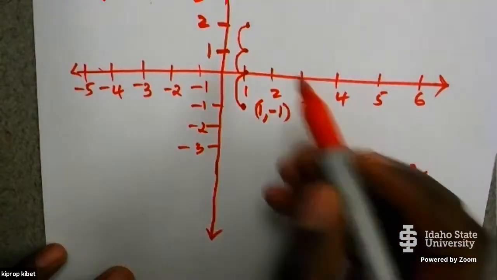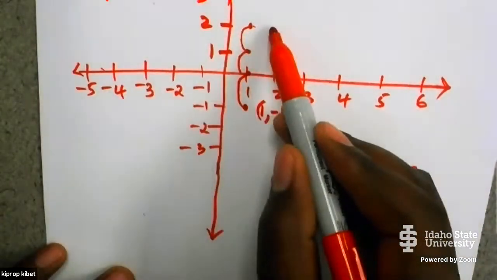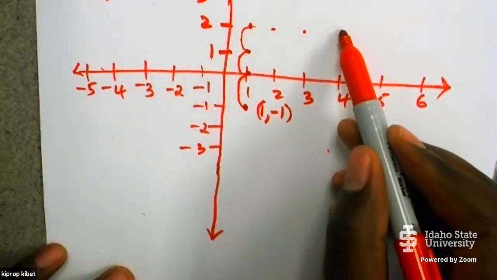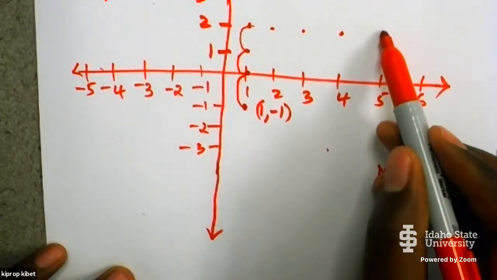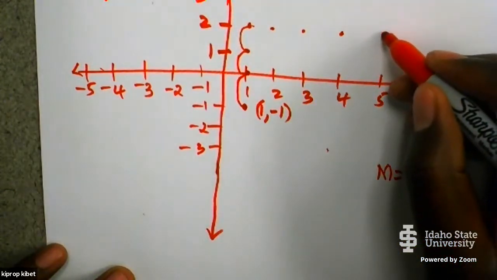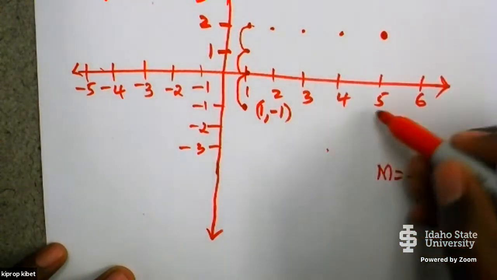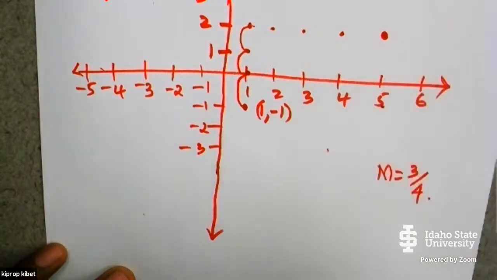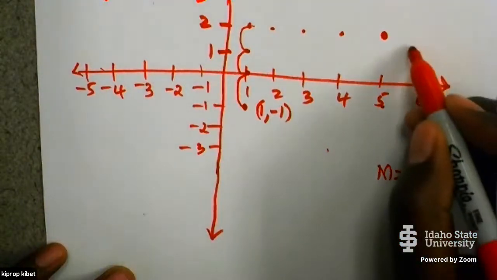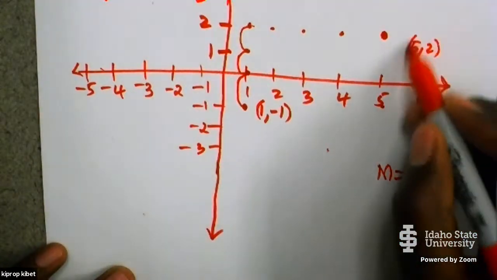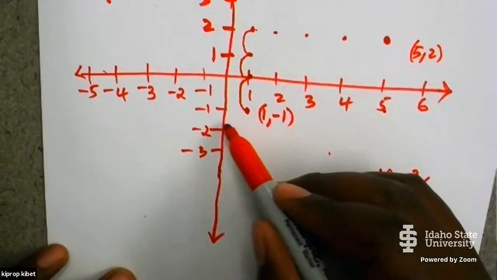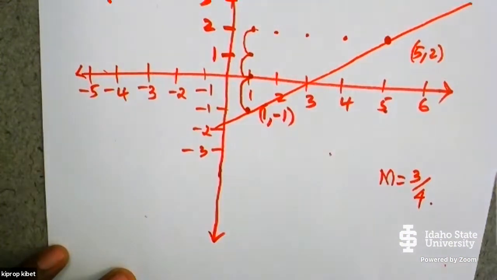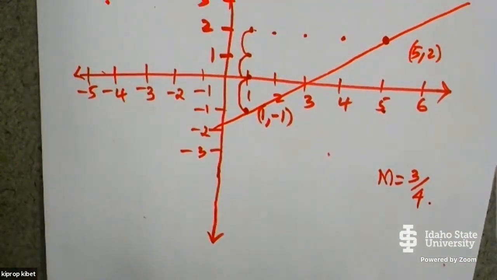Right. So this is 1, 2, 3, 4. So our next point will be where? Here. So our next point is what? 5, 2. And then you just make a straight line. So that's how.